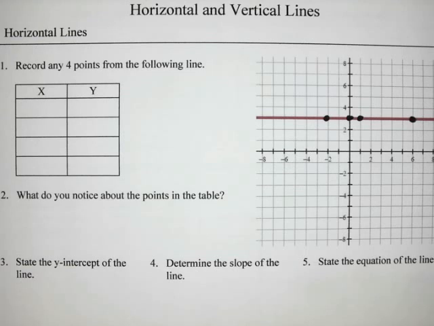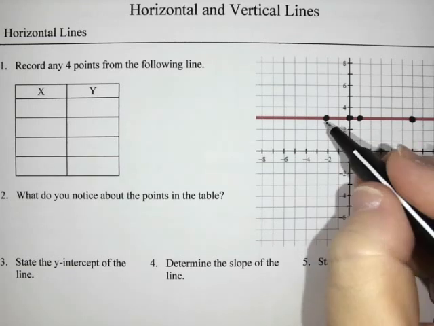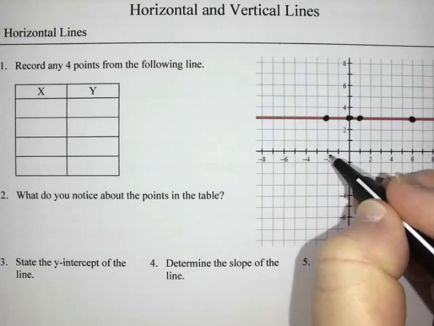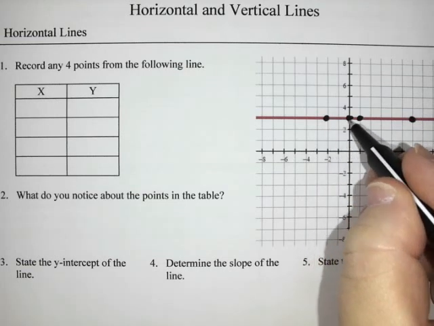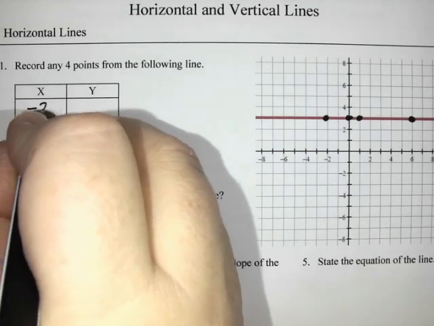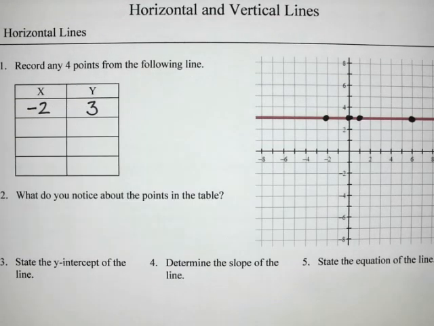So when you're recording a coordinate, you always do the x part first, and then the y, which is the opposite to slope. Slope always does the y first and then the x. So this first point is at -2 and 3. So my first point here is -2 and 3.